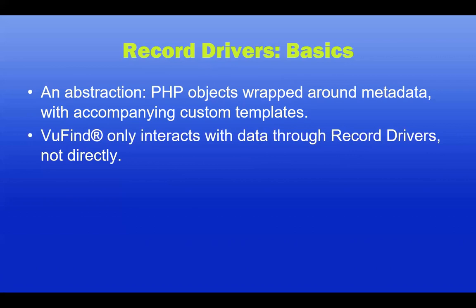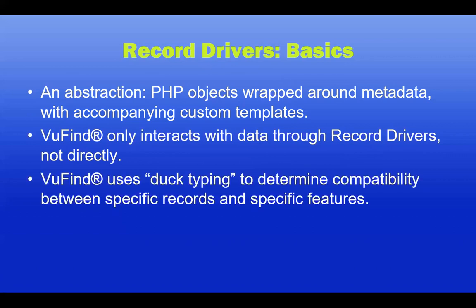So it lets us encapsulate all of the specific metadata handling in one place and write more generic, more reusable, more flexible code that can interact with all kinds of things at a higher level. VuFind uses what is called duck typing to determine compatibility between its various features and particular records. So for example, if we want to display a title, it's going to check with the record driver if it's capable of displaying a title, and then only display it if appropriate.